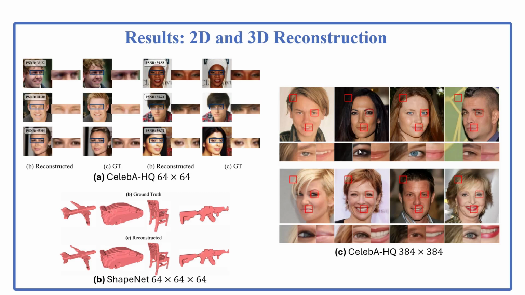Here are the qualitative results of 2D and 3D reconstruction. Our approach performs a very good job on the reconstruction task for different types of data, for example 2D and 3D. For 2D, even if we scale up our dataset, we can still reconstruct our data because of the efficiency of our approach. It allows us to scale up the resolution of our data for the reconstruction task. And in 3D data like ShapeNet, we can also reconstruct our ground truths very well.